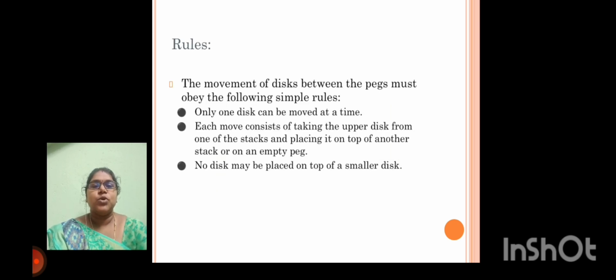There are some rules for shifting the disks from peg to peg. The first rule is that only one disk can be moved at a time. The second one is that each move consists of taking the upper disk from one of the stacks and placing it on the top of another stack or an empty peg. The third one is that no disk may be placed on top of a smaller disk. So these are the 3 rules. By following these 3 rules, we need to move the disks from source to destination.